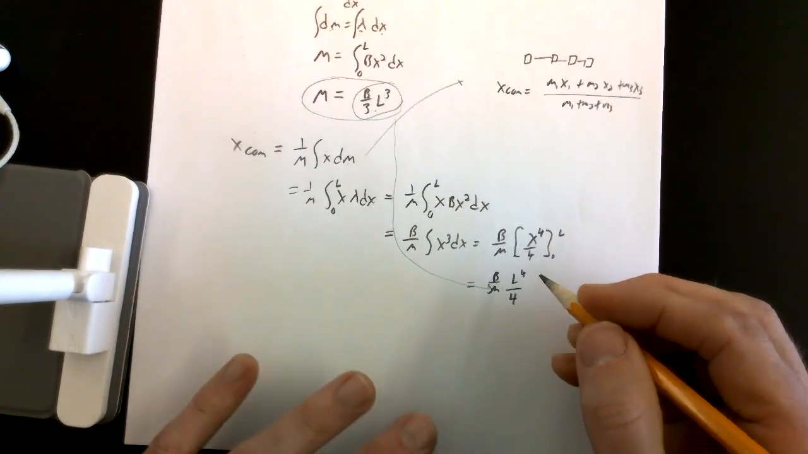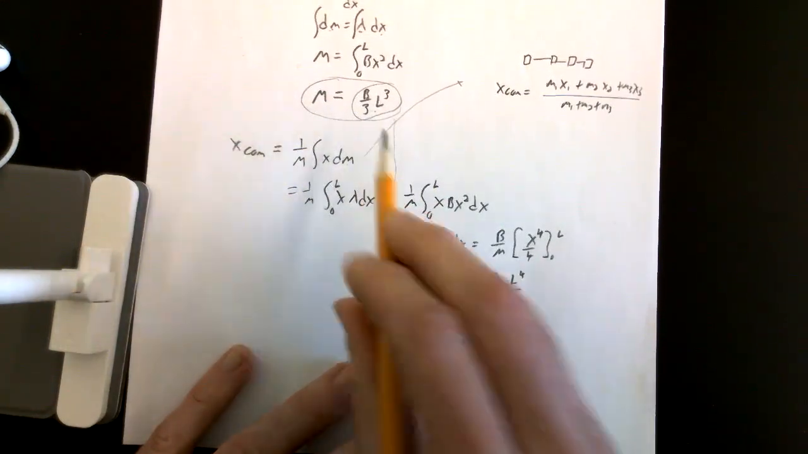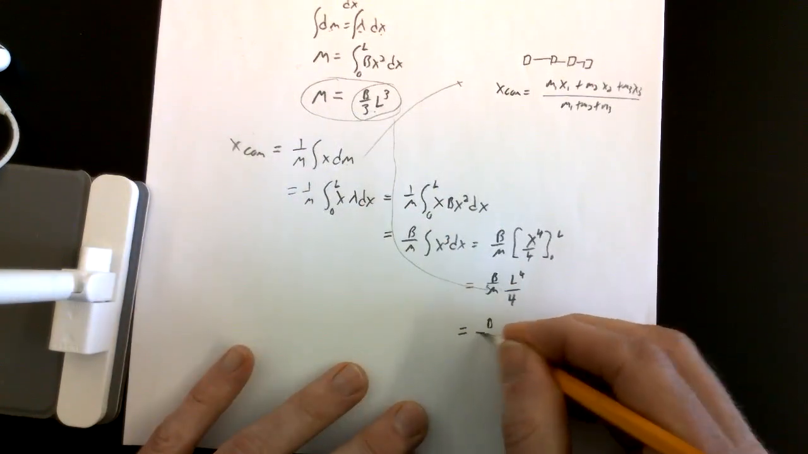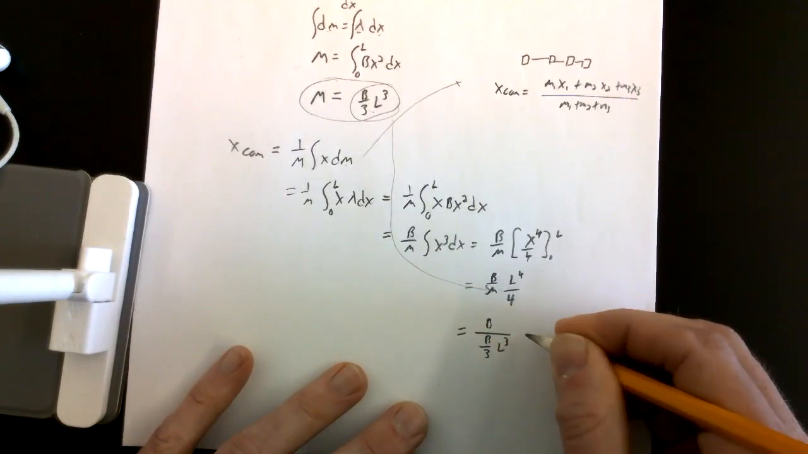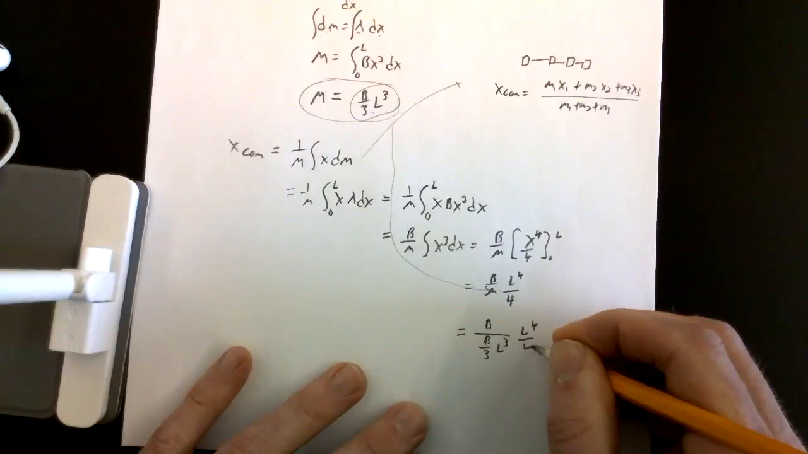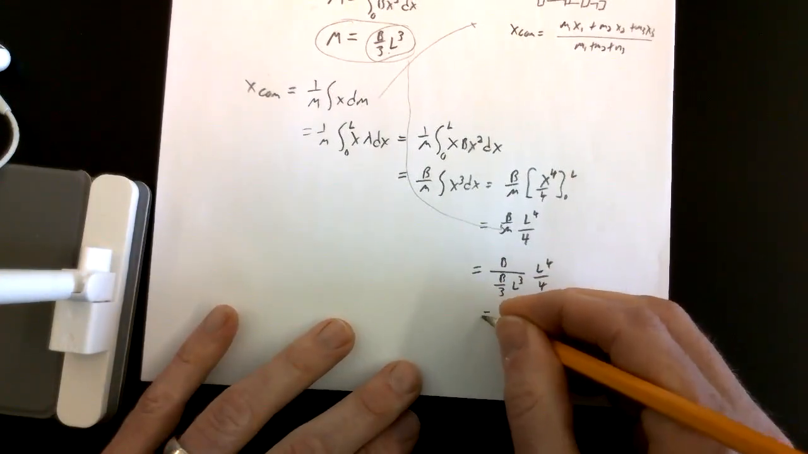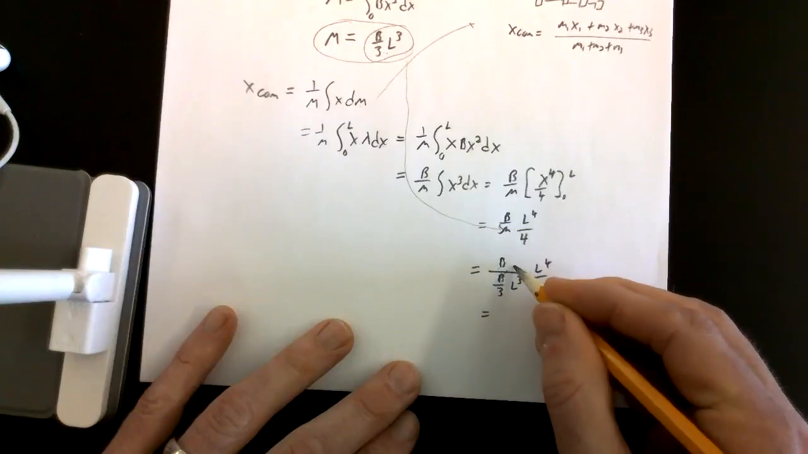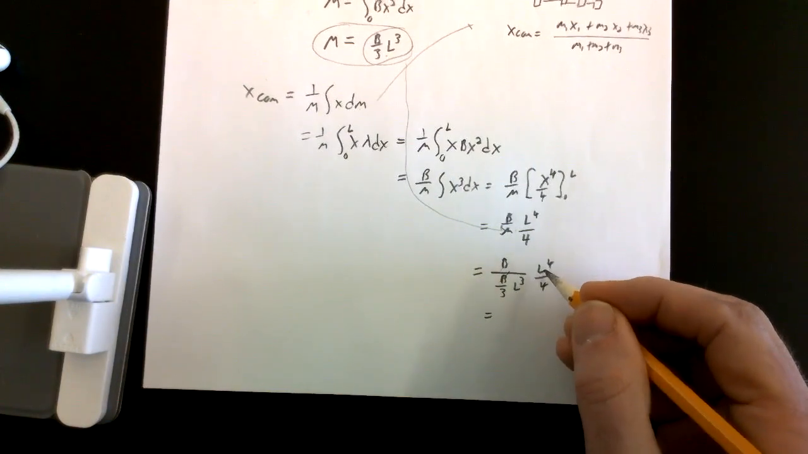And so let's substitute in this for the m down there. So this is going to be b over 3 L cubed, and then L to the 4th over 4. Good. And then we can just rearrange everything over here. The b's are going to cancel. The 3 is going to come up to the top. 3 L's here are going to cancel with 1 L there.